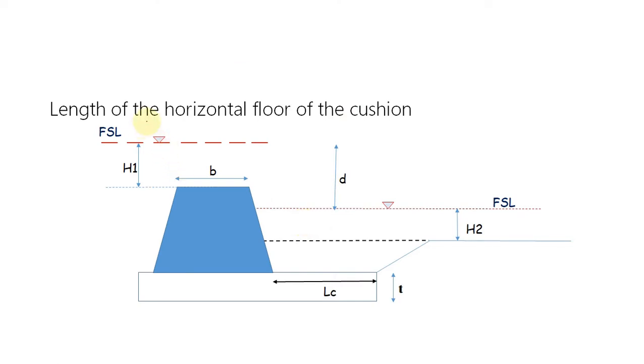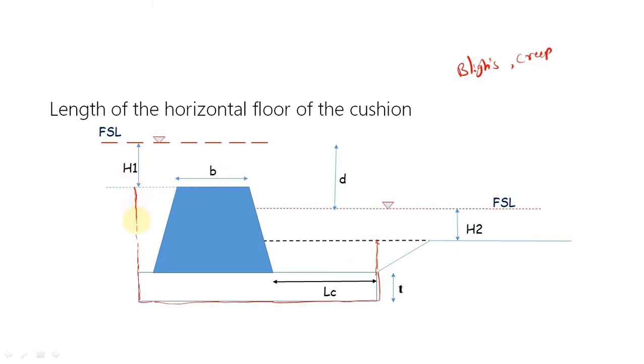Next, the length of the horizontal floor of the cushion. How much length is required? Its length depends on Bligh's creep theory. As per Bligh we have to determine the creep length. What is the creep length? It is the total length of the path taken by the water particle to reach the downstream side from the upstream bed level.